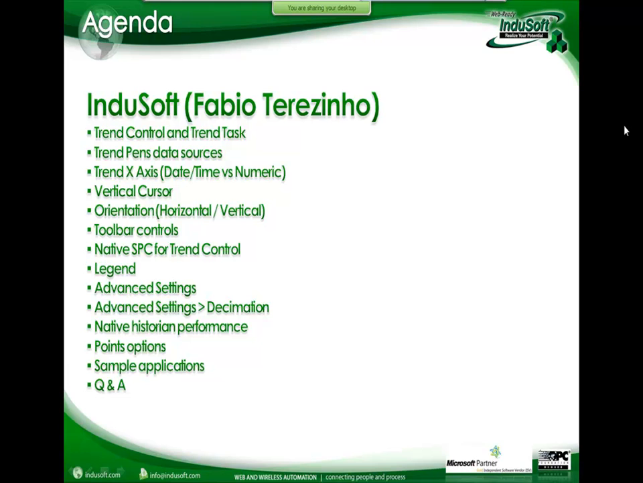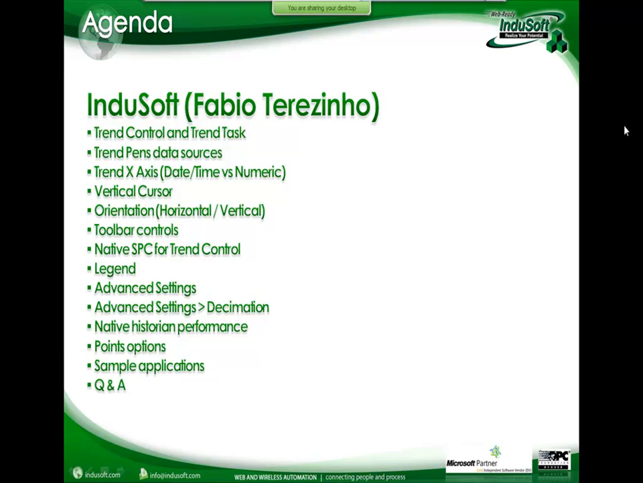Then I will show how to change the x-axis from date time to numeric. So you can trend data versus time, but you can also trend data and show the information in XY plots. Talk about the vertical cursor, which is very important for analysis. Show how easy it is to change the orientation of the trend control and display vertical plots or horizontal plots depending on your needs. Extremely important for applications like drilling or chart recorders.